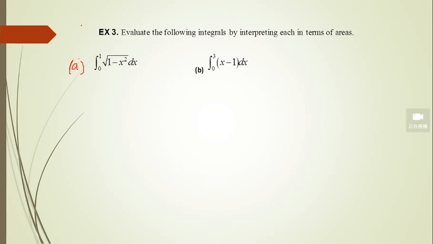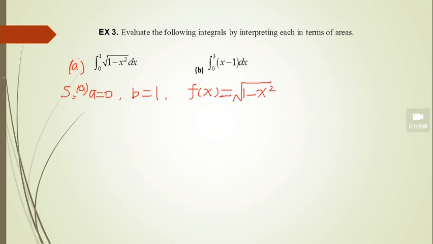So now here, for part A, what is my lower and upper limit for this definite integral? A is 0, right? B is 1. What is my function here? My function is the square root of 1 minus x squared, right? And here we solve part A, okay? Part A.